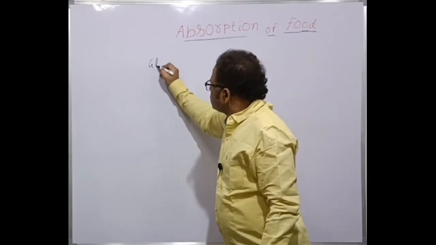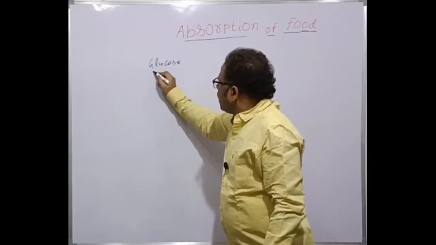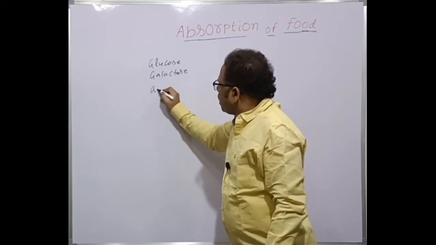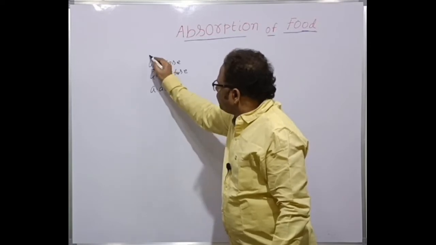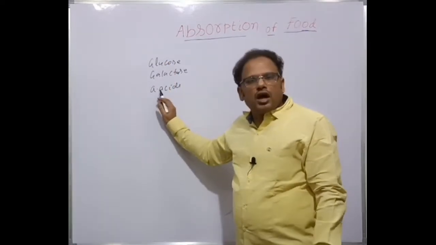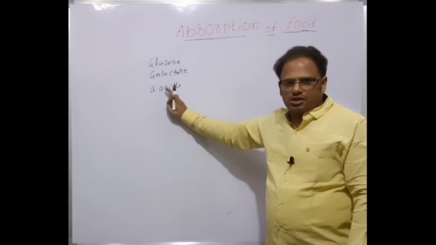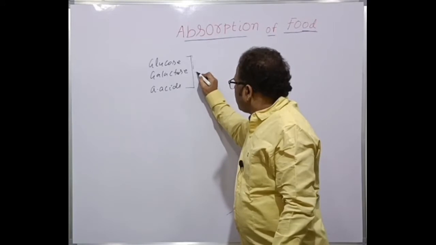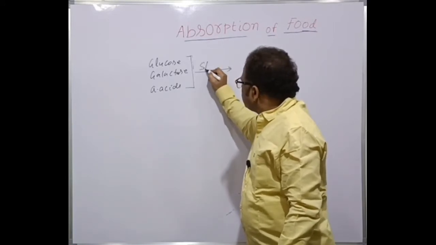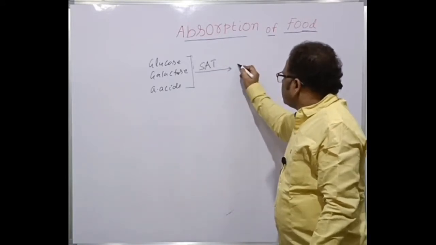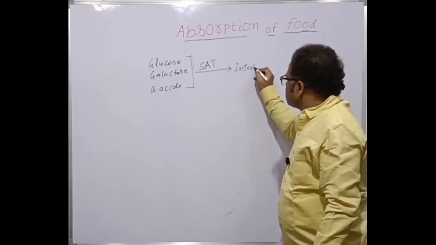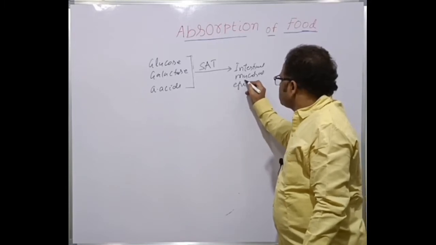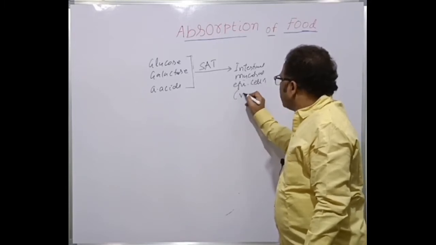So, glucose and galactose and also amino acids. Glucose and galactose are the end products of carbohydrate digestion, whereas the amino acids are the end products of protein digestion. So all these structures are transported by the secondary active transport to the intestinal mucosal epithelial cells lining the villi.